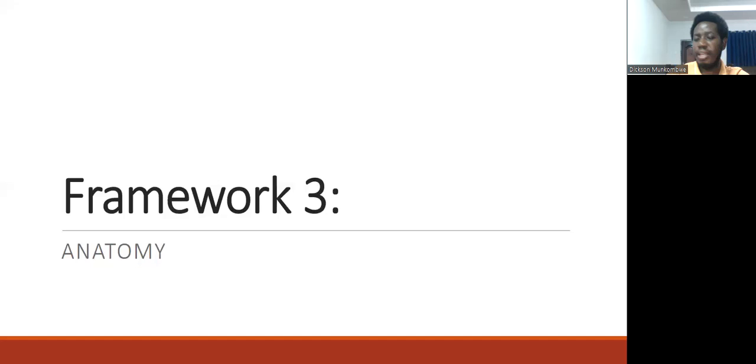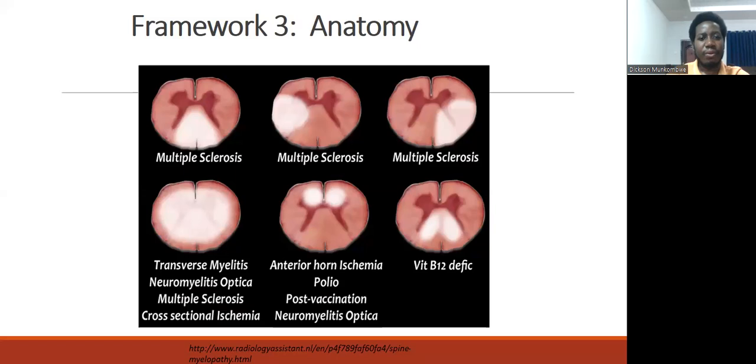So the third framework is by anatomical localization of the presentation. So this is the anatomical framework where, if we are considering demyelinating or metabolic differentials, and you have a dorsal segment involvement, you think multiple sclerosis, or a peripheral involvement, think multiple sclerosis. As we said, with multiple sclerosis, it tends to have a patchy or peripheral involvement.